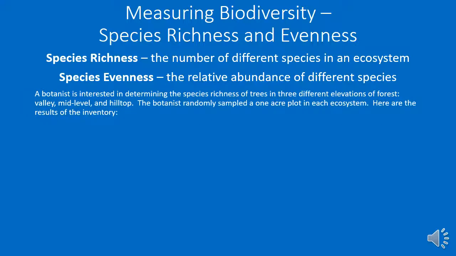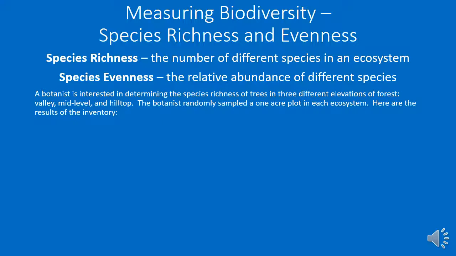And so we use these measurements a lot in conservation. There are more complex measurements and metrics, but the point of these numbers and the more complicated ones that involve a little bit more math is so that we can compare one ecosystem to another one. We have some way of empirically comparing them. And so that's what these are for. So let's imagine we're a botanist, and we're interested in determining the species richness of trees in 3 different elevations of forest. We've got valley, we've got mid-level, and we've got hilltop.